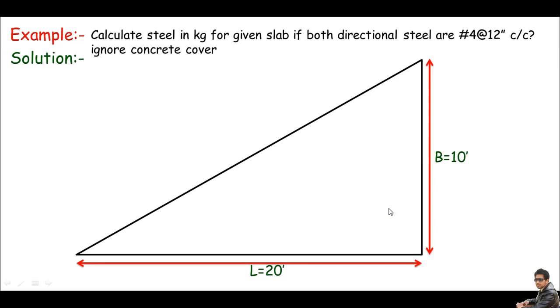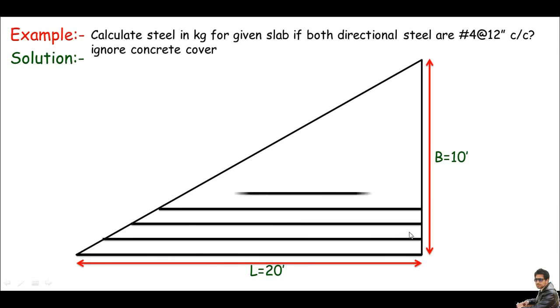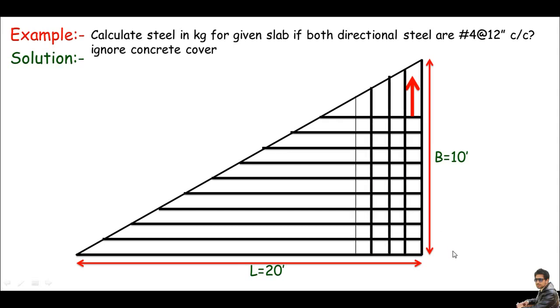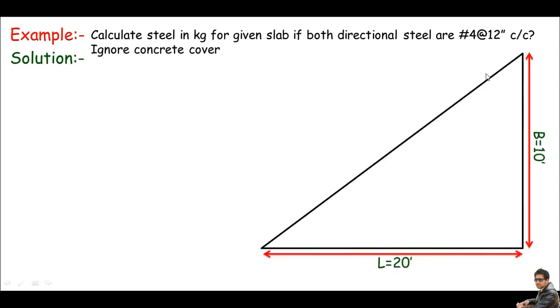But before starting the solution, let me show you how the steel must be distributed in this triangular slab. Just look over here. Here we can place a steel bar, and in this direction as well, and this goes on and so on. Also, we can distribute steel in another direction like this one. I'll first calculate this directional steel, then I'll come to the other side. So let me do it.